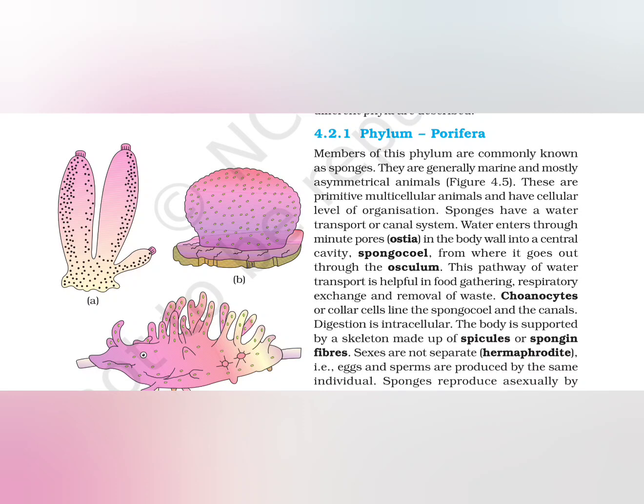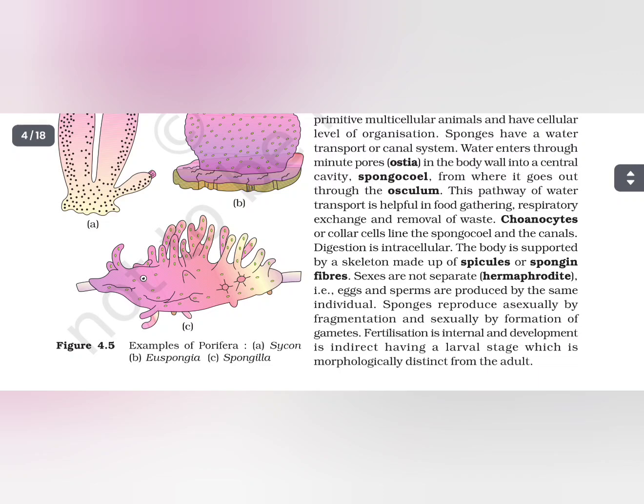Water enters through minute pores, ostia, in the body wall into a central cavity, spongocoel, from where it goes out through the osculum. This pathway of water transport is helpful in food gathering, respiratory exchange, and removal of waste. Choanocytes or collar cells line the spongocoel and the canals. Digestion is intracellular. The body is supported by a skeleton made up of spicules or spongine fibers.